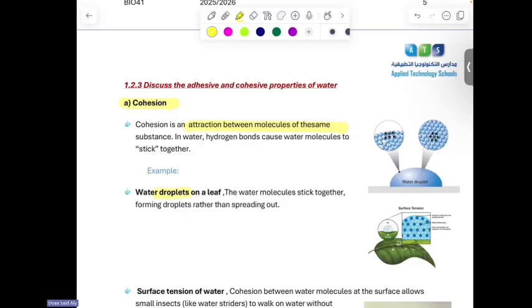Rain means precipitation, okay? When the rain falls to the ground, it falls in the form of water droplets. What forms the water droplets? Whenever you see the formation of the water droplet, they are asking about the cohesion, not the adhesion.